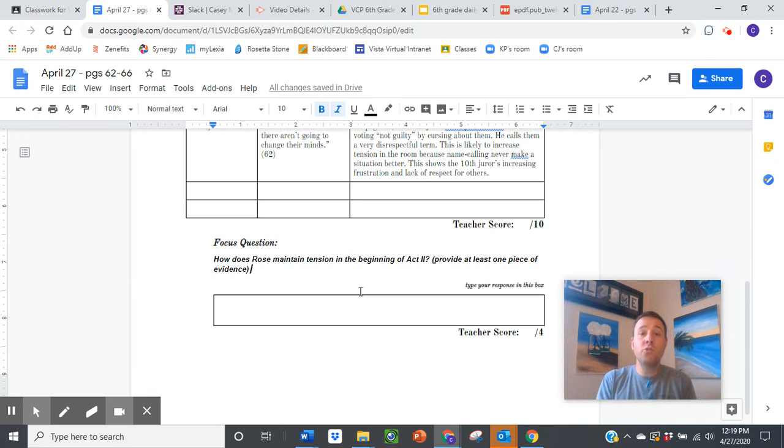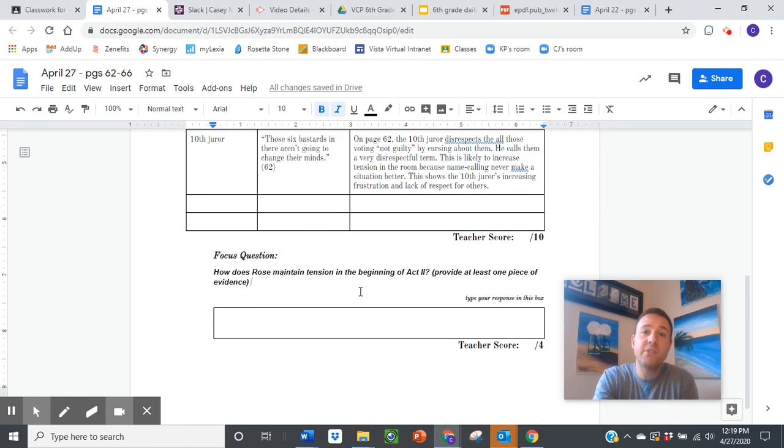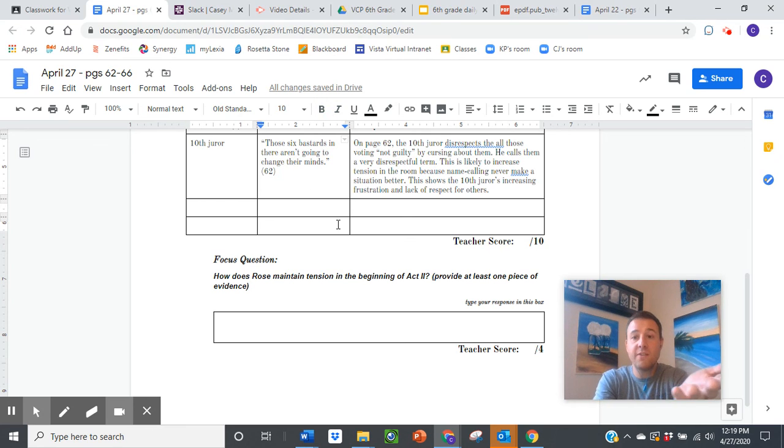Okay, remember, zoom out by showing the big idea that it shows, and then use examples. Don't be too specific in your assertion. A too specific assertion for my example would be Rose maintains tension at the beginning of Act 2 by having the characters curse at each other, right? That's too specific. What does the cursing show? I have to zoom out and get to the bigger idea: it shows lack of respect, or it shows that their manners are starting to go out the window. Then I can give examples of that. So zoom out for your assertion and ask yourself, how do these examples maintain the tension, the awkwardness, or the conflict in the room?